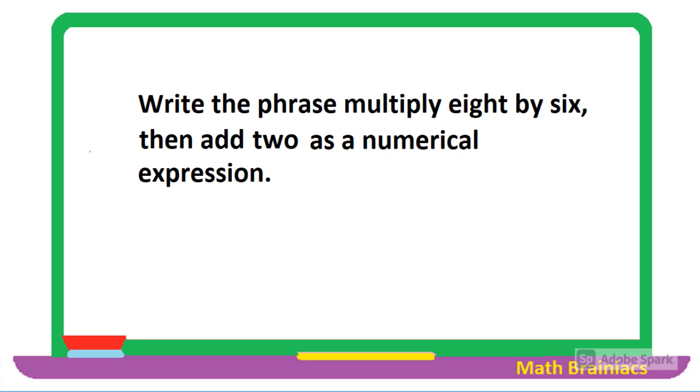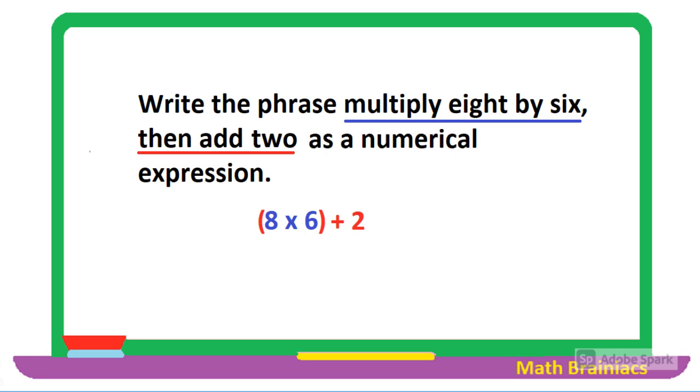Write the phrase multiply 8 by 6, then add 2 as a numerical expression. I place a blue underline on the first condition, multiply 8 by 6. Consequently, the numerical expression is 8 times 6. Then, I place a red underline on the second condition, which is add 2. We are going to write plus 2 on the numerical expression.